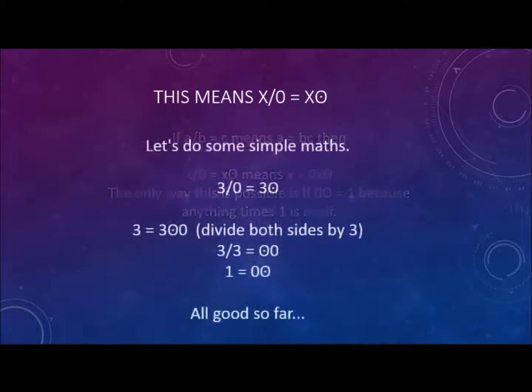Okay, then, well, let's do some simple maths with this. 3 divided by 0 is equal to 3 og. We've already established that. So that means that 3 is equal to 3 times og times 0. Now, if we divide both sides by 3, we get 3 divided by 3 is equal to og times 0, which means 1 is equal to og times 0.